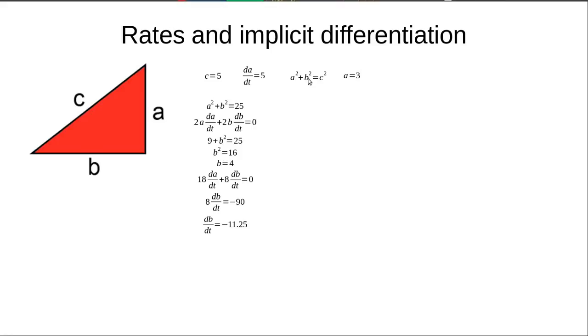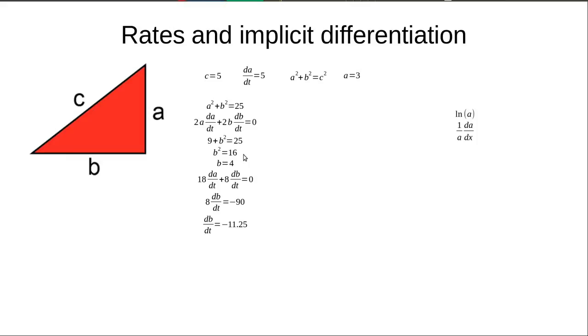Now we can use the Pythagorean theorem to solve for our side length b when a is 3. And now we can use this b of 4 and substitute it into our original equation up here, and we can substitute in our rate for dA over dt to solve for dB over dt, which we get as negative 11.25, which means b is getting shorter by 11.25 units per second, or per time unit, when a is 3.